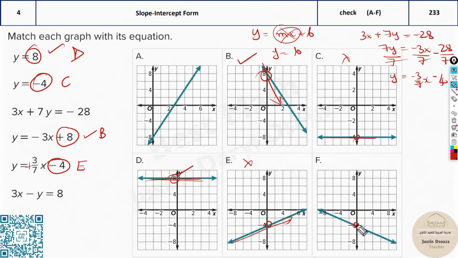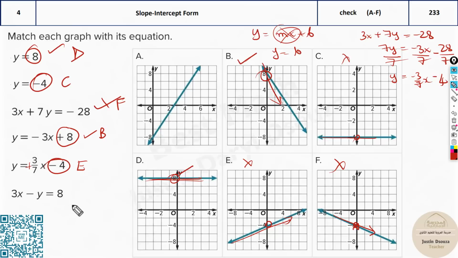So this is the y-intercept. Now then, the slope is negative. It should go downwards. Yes, absolutely, it's going down. So it is F. That is also done. So this is F. I put a cross over here. So lastly, we have one remaining. But let's solve this up.